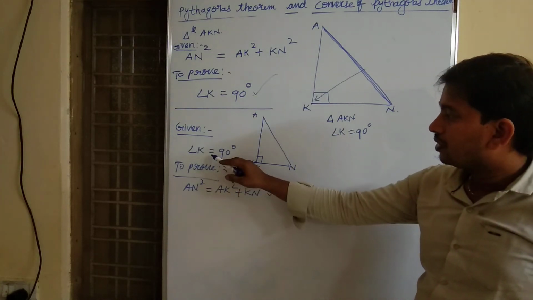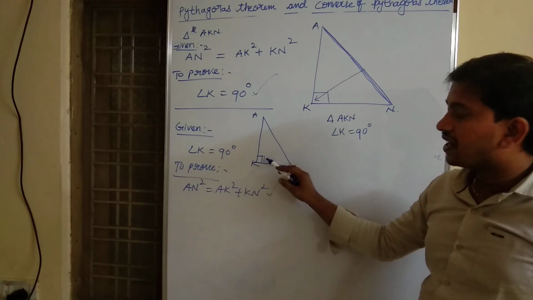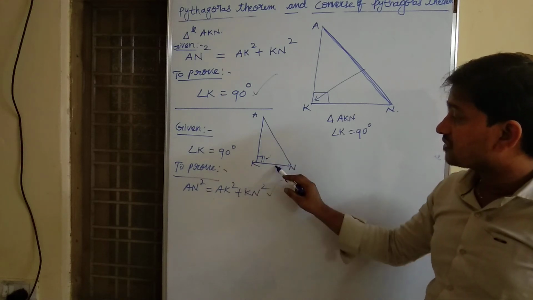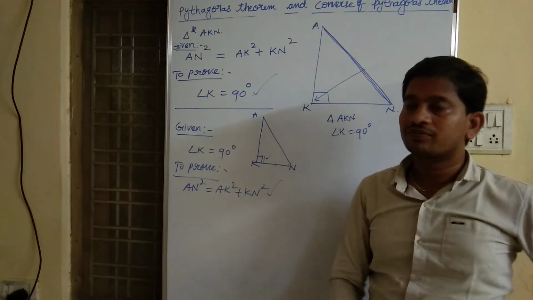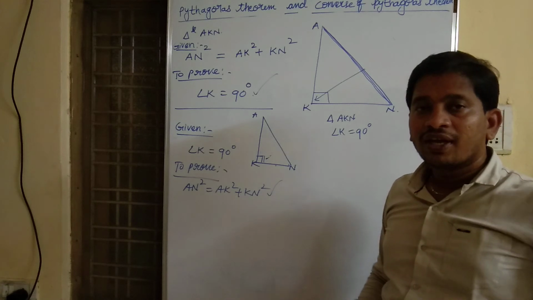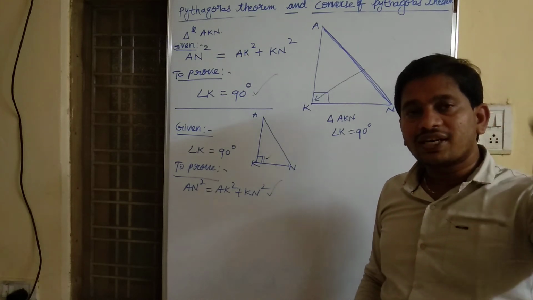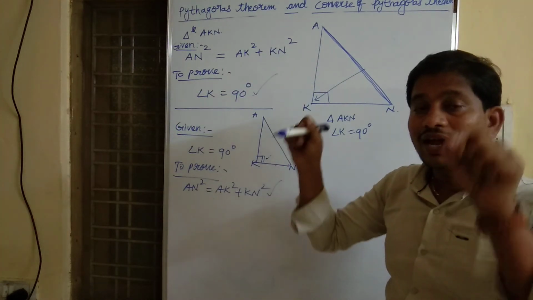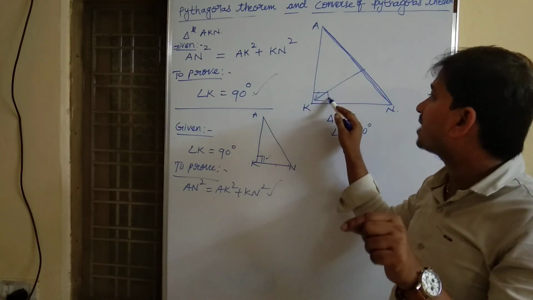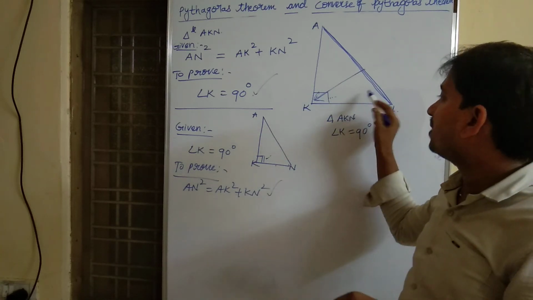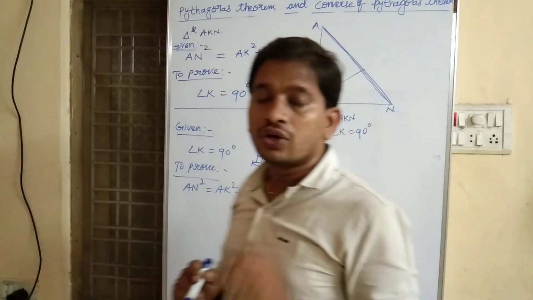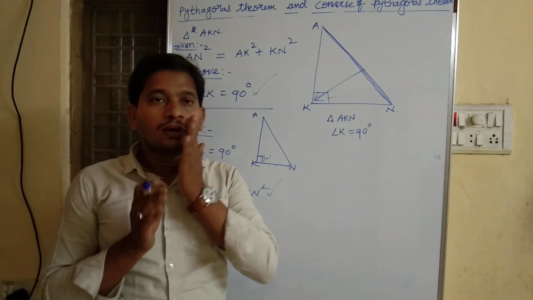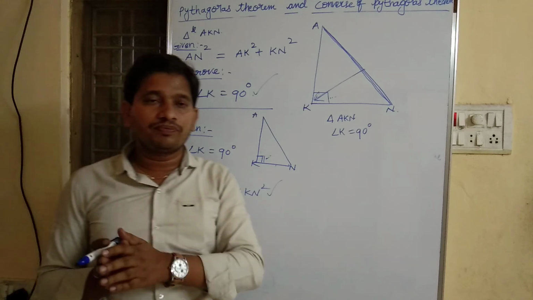In the Pythagoras theorem, given a triangle in which one angle is 90 degrees, the square of the hypotenuse is equal to the sum of the squares of the other two sides. That is the Pythagoras theorem. And what about the converse? In a triangle, if the square of one side is equal to the sum of the squares of the other two sides, then the angle opposite to the first side is a right angle, and that triangle is said to be a right angle triangle. That is called the converse of the Pythagoras theorem. Students, I hope you understood the difference.